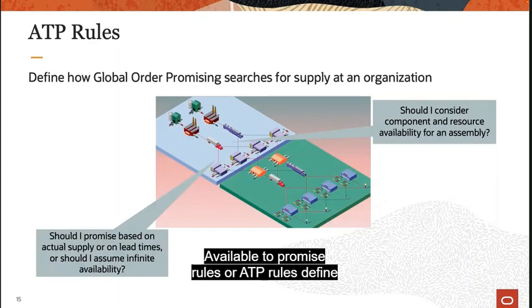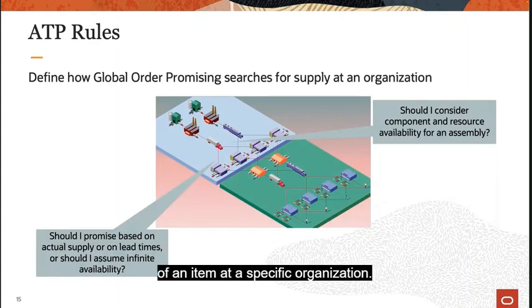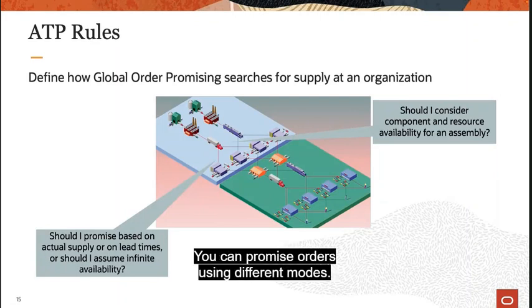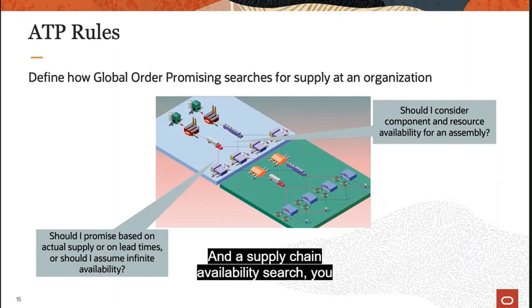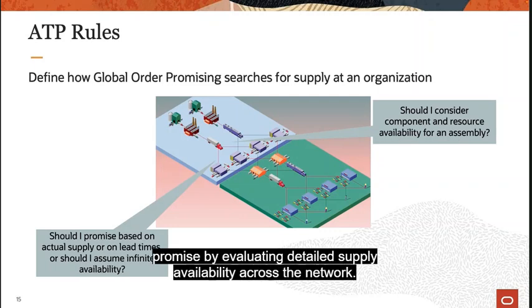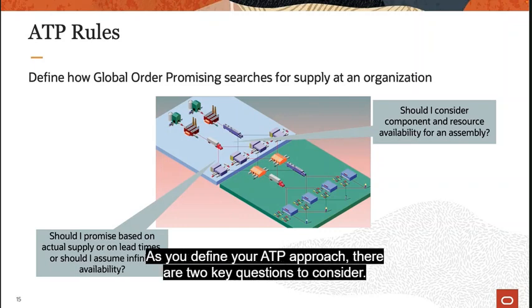Our next topic is Available to Promise rules. Available to Promise rules, or ATP rules, define how Global Order Promising searches for supply of an item at a specific organization. You can promise orders using different modes. In infinite availability-based promising, you assume unlimited supply for items that aren't constrained. In lead time-based promising, you promise based on lead times for items with a very reliable supply chain. In a supply chain availability search, you promise by evaluating detailed supply availability across the network.